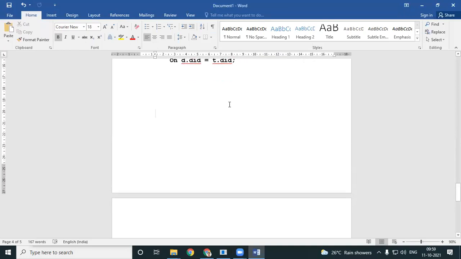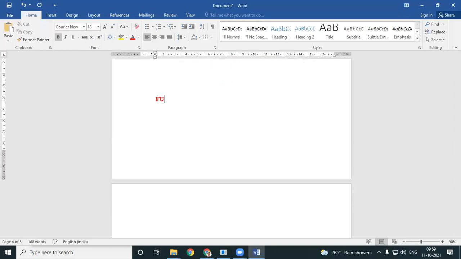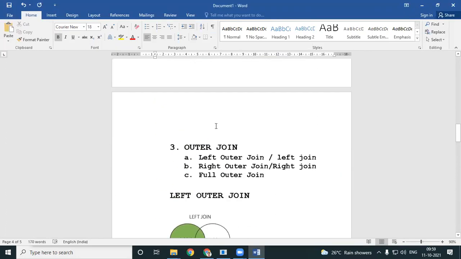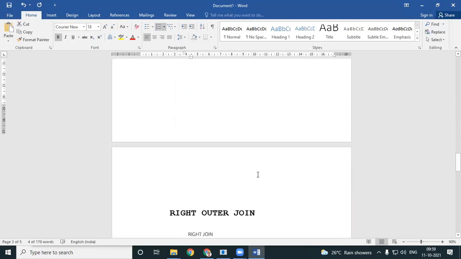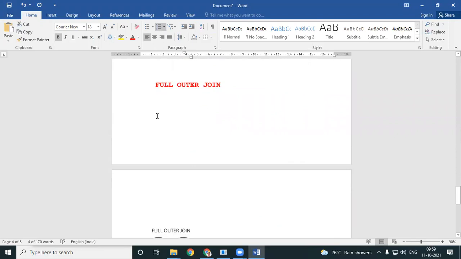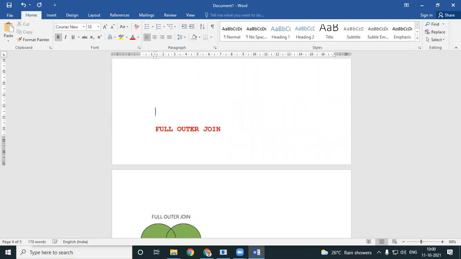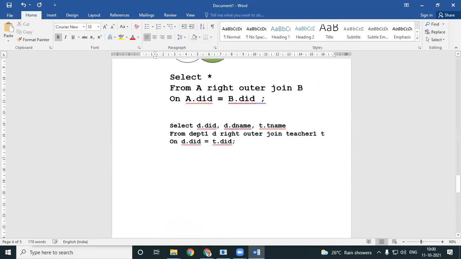Now let's see something more. You have full outer join. If you remember, I told in outer join, you have 3 types. Giving importance to the left table, left outer join. Giving importance to the table at the right, right outer join. And you even have something called full outer join. Full outer join is actually very interesting. It is actually a combination between your left outer join and the right outer join. Let's see how you write it. I'll just copy the same thing over here.